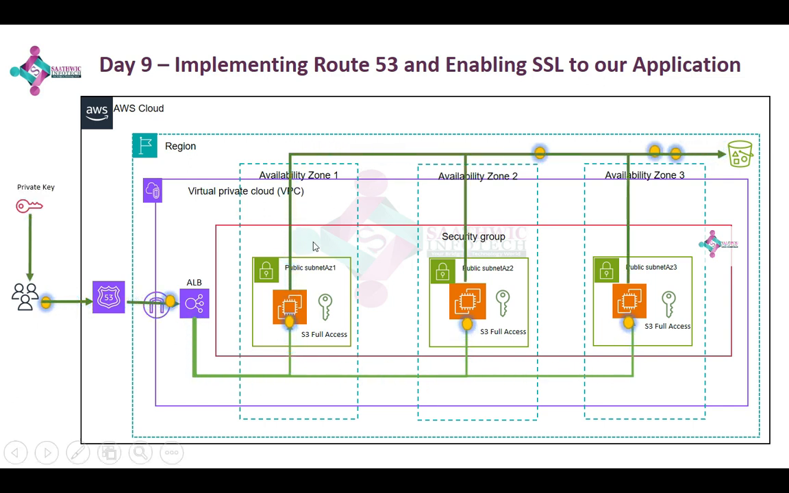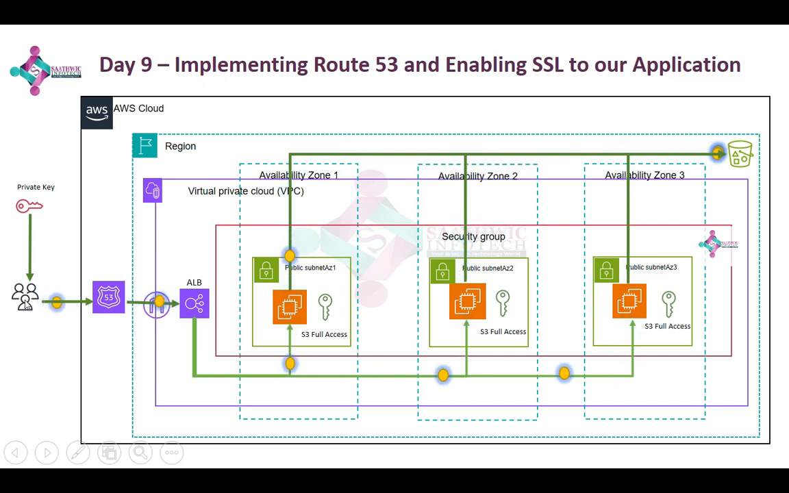So if you look at this architecture, today we are going to connect to the EC2 machines using our application load balancer, whereas the users are not going to directly use the load balancer. If you look at our yesterday session, users were directly using the application load balancer to access the EC2. Today we are going to just keep that ALB beside our Route 53.